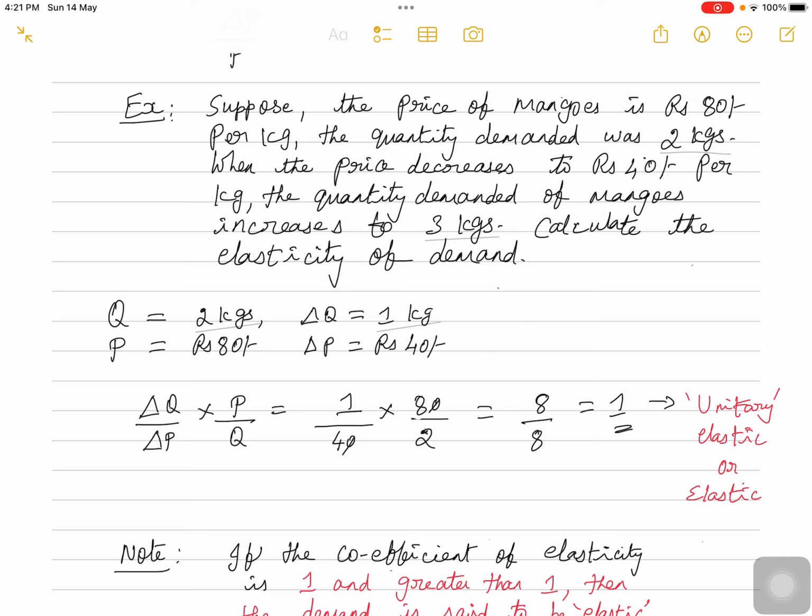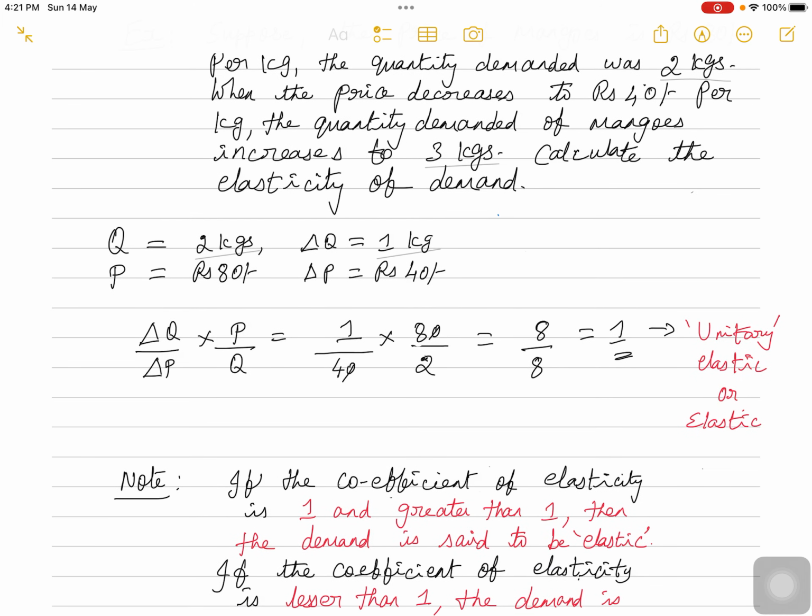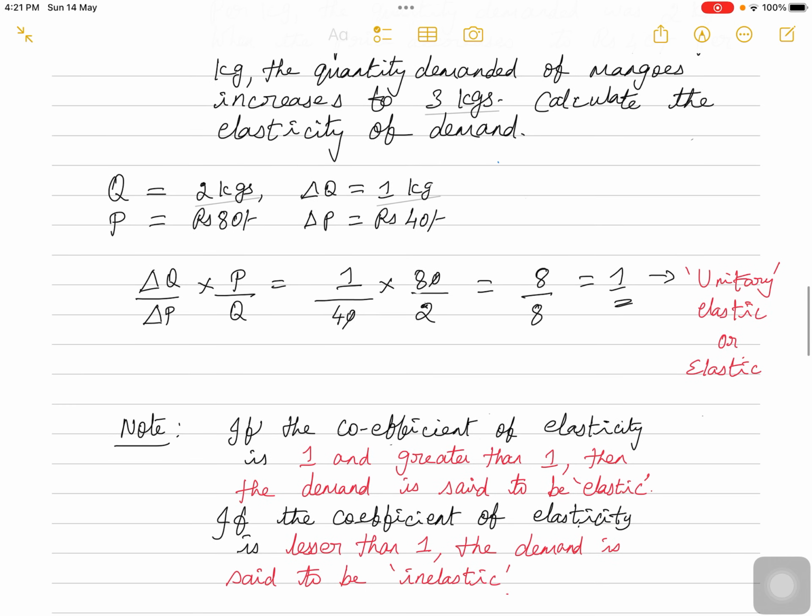How much does the quantity demanded change? From 2 kgs it has increased to 3 kgs. So the change in quantity demanded is 1 kg. So delta Q is equal to 1 kg. So what is the formula? Delta Q divided by delta P multiplied by P by Q. So delta Q is 1 by 40 multiplied by 80 by 2. So 80 by 80 or 8 by 8 is equal to 1. So this particular commodity has unitary elasticity.